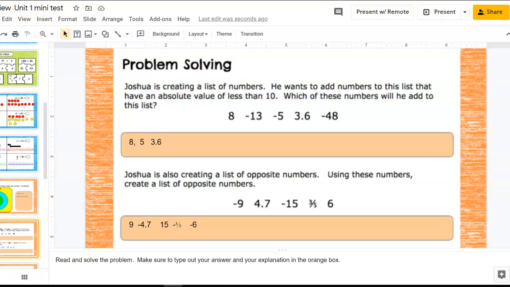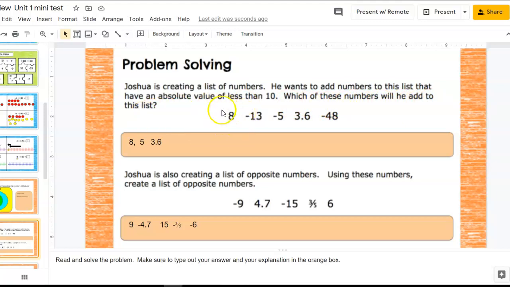So I already have the answers here for this one, so let's discuss this. Joshua is creating a list of numbers. He wants to add numbers to this list that have an absolute value of less than 10. Which of these numbers will he add to the list?